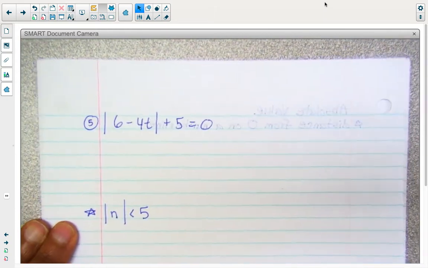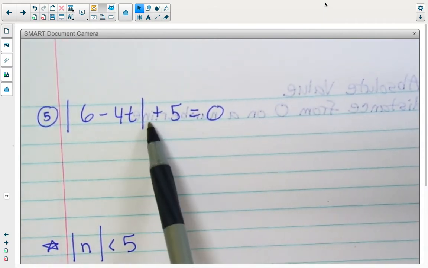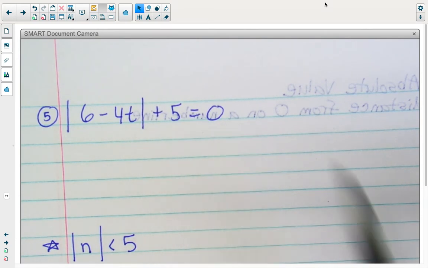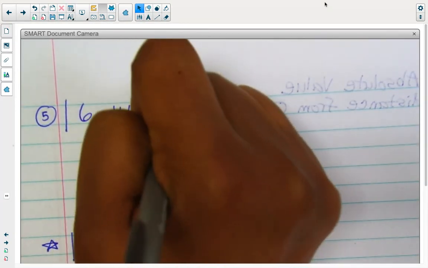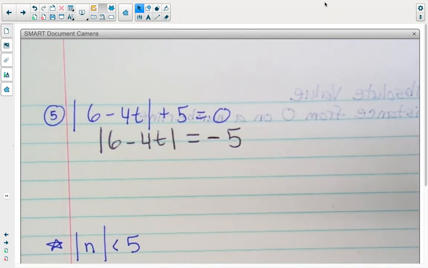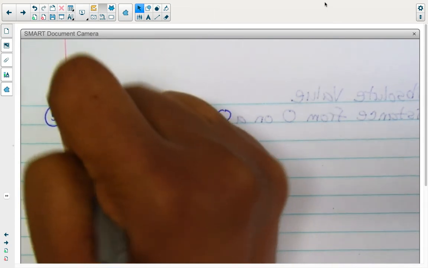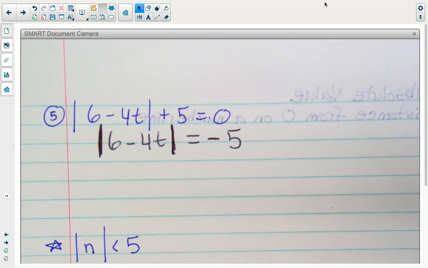All right, let's do one more. All right, so let's take a look here. So I need to get the absolute value on one side of the equal sign first. So we need to subtract 5 from both sides. So that's going to give me 6 minus 4t is equal to negative 5. Now, hopefully this one looks a little different to you, and let me darken my absolute value so that you know that that is just the notation. So the absolute value of 6 minus 4t is equal to negative 5.